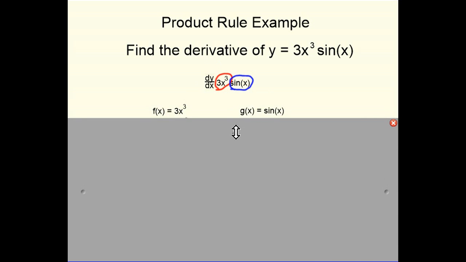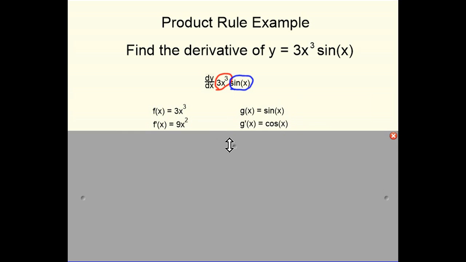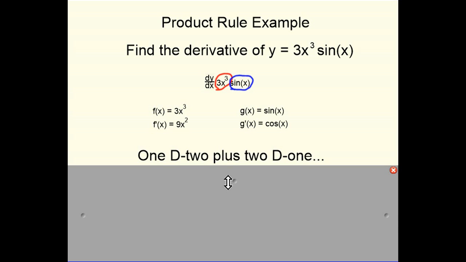Yeah? So let's scroll that down here. We know f of x is 3x cubed, and g of x is sine of x. So now we want to take the derivative of both of these things. We know that with our power rule, we can bring this 3 down in front and subtract the power by 1, so we should have 3 times 3x squared, which should be 9x squared. And we know that the derivative of sine of x should be cosine of x, right? So we have these two things here.